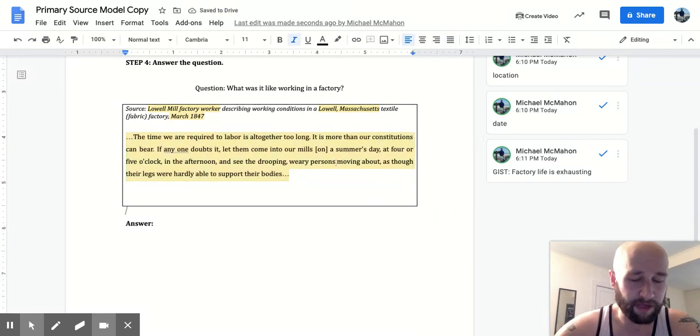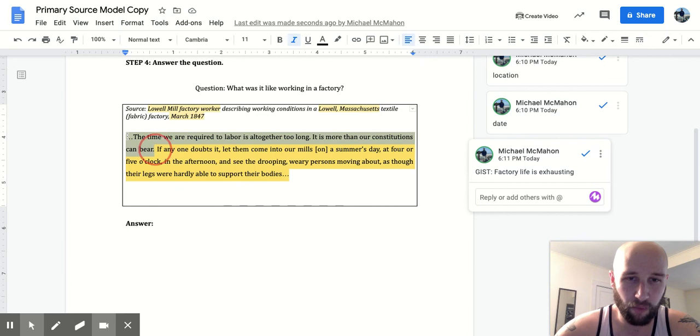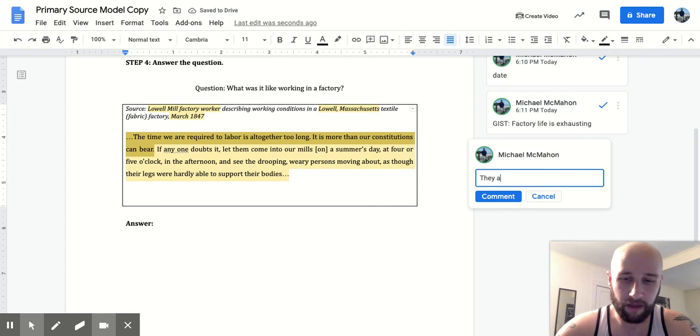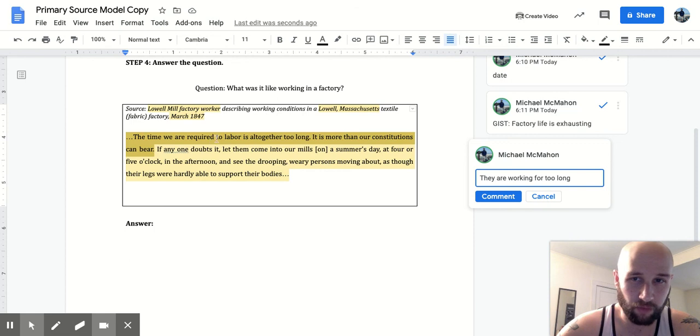Now our third step is to break down the source bit by bit. So he says, the time we are required to labor is altogether too long. It is more than our constitutions can bear. That seems to point out one main idea that I like. And I'm going to use this other tool to add a comment. And I'm going to add a comment that it seems like they are working for too long, because they said that the time we are required is too long and we can't deal with it. So I'm going to make a simple statement and break this down: they are working for too long.